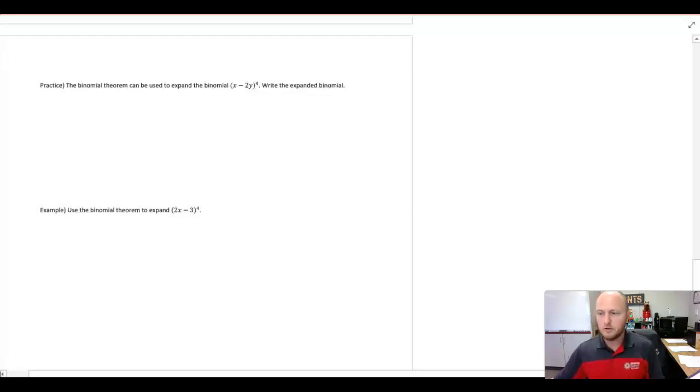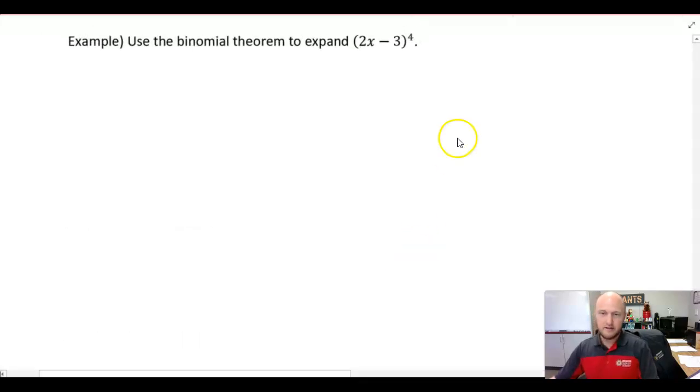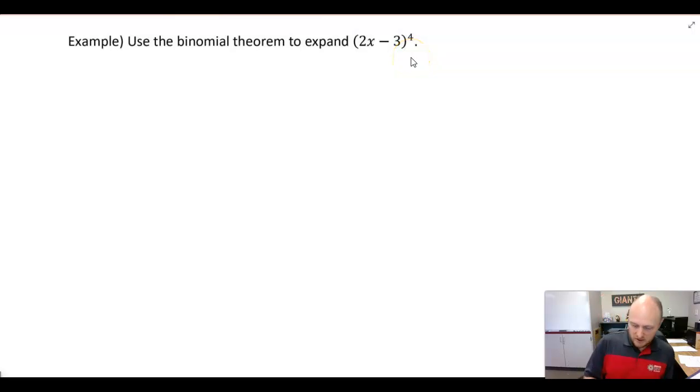We're a little low on time, so here's what I want to do. I'm going to give you another example, and then I'll track back for the 2 practice problems. I'm going to expand here (2x minus 3) to the power of 4.